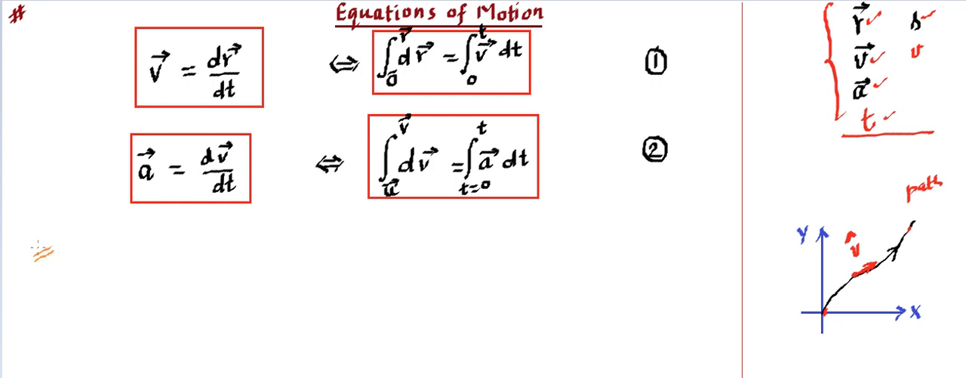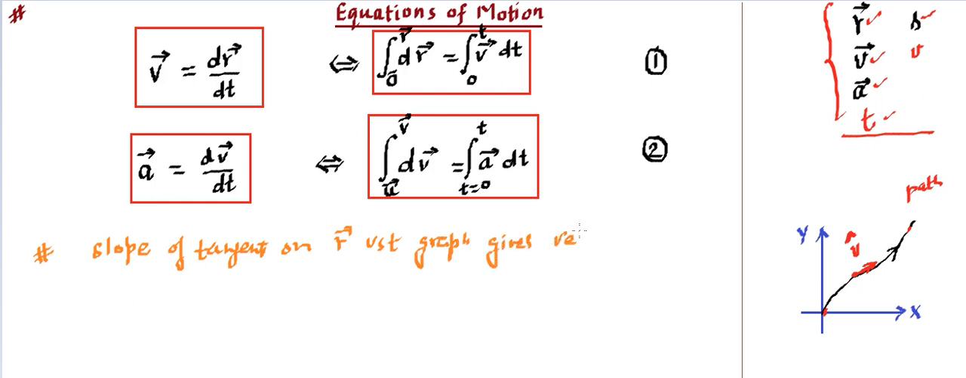For instance, though we have already talked about some of the points, if you use this equation, from here we can say if there is a position versus time graph, then the slope is going to give us the velocity. So we can say slope of tangent on position versus time graph gives velocity at that instant. So at what instant or at what time you are drawing the tangent and measuring the slope, that comes out to be velocity.